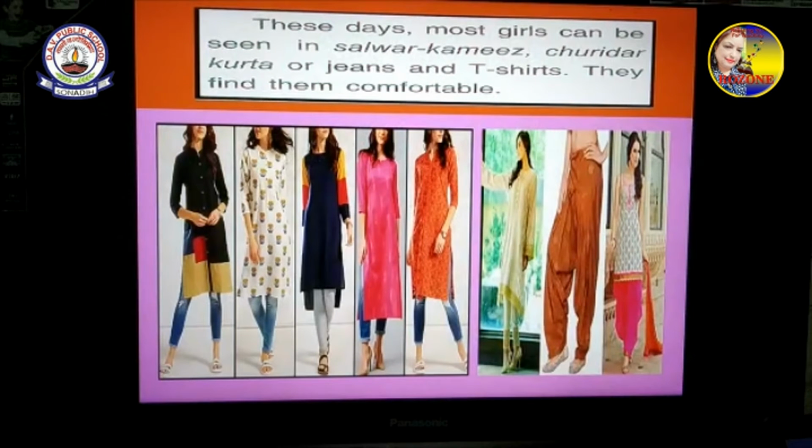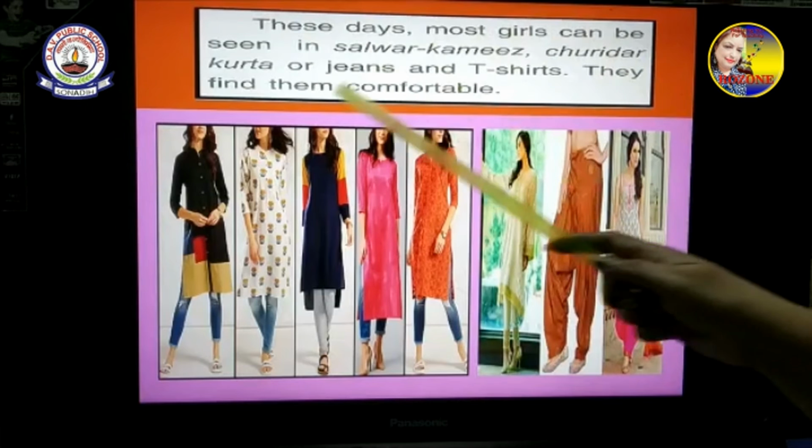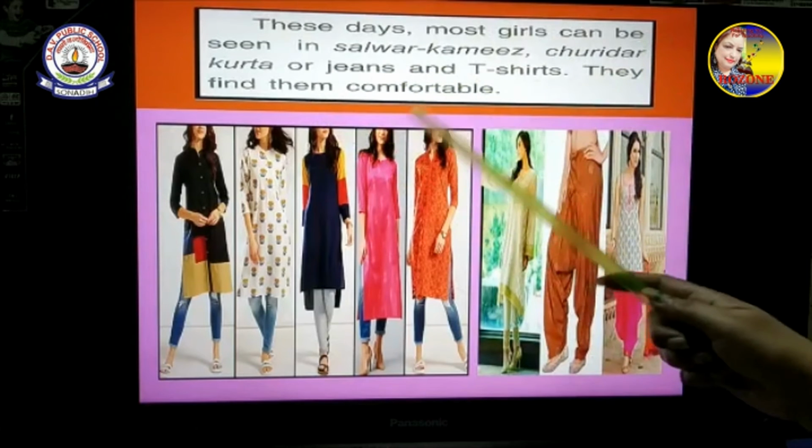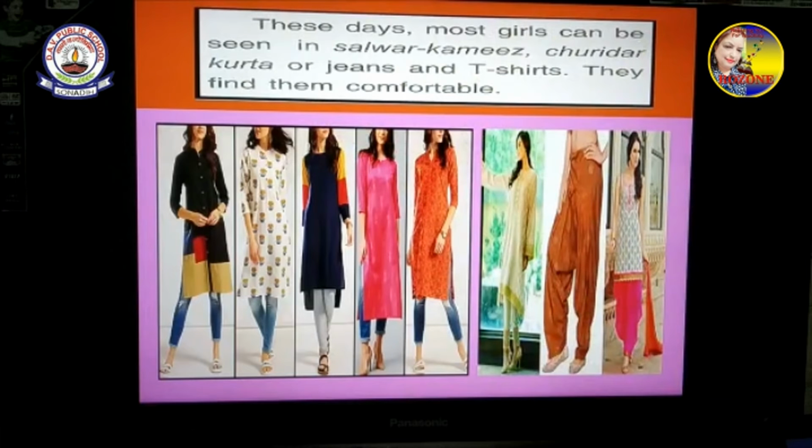Now you see, these days, about girls I'm going to talk now. These days most girls can be seen in salwar kameez, churidar kurta or jeans and t-shirt. They find them comfortable. Why have the girls and ladies switched to these modern dresses? Because in cities many of the girls and ladies are working women. They have to travel very far places, and they sometimes have to run behind a train or a bus. They have to stand in large queues, so it is difficult to manage the sari for so long, the whole day working in the office. So they find these types of dresses comfortable, and that's why they wear them.